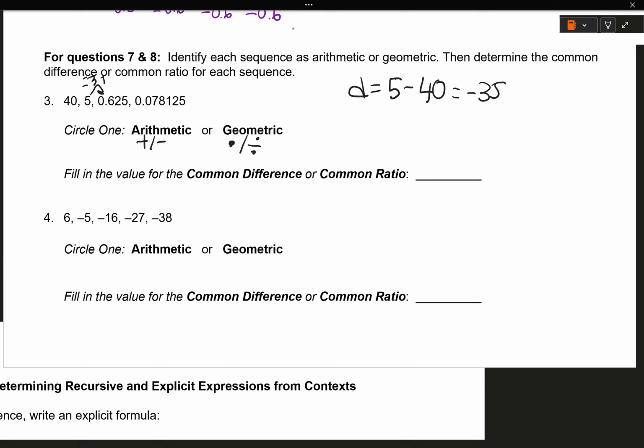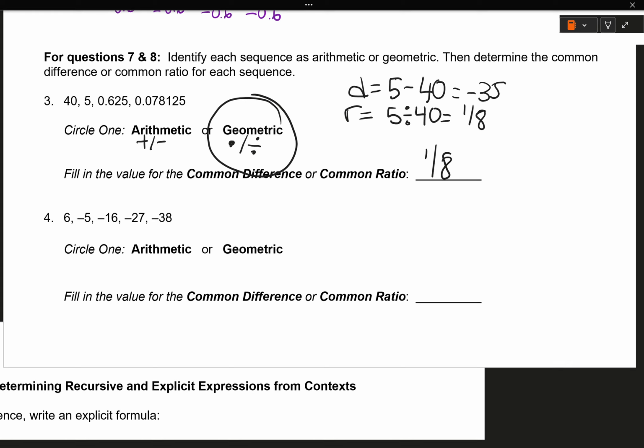Because if we do 5 minus 35, it's not 0.65. That doesn't make sense. Well, if it's not arithmetic, then it's geometric. So let's find the common ratio. To find the common ratio, we're going to do something similar to the difference, except instead of subtracting, we're going to divide. 5 divided by 40 is 1/8.